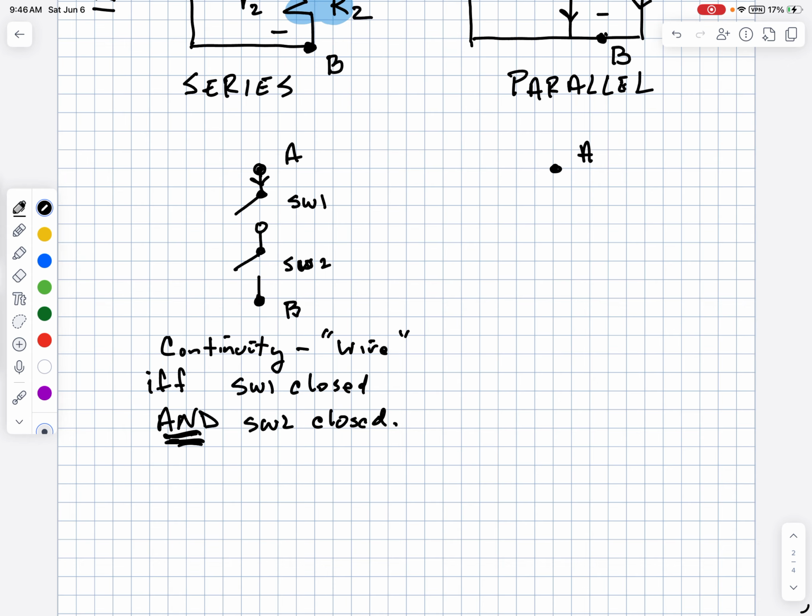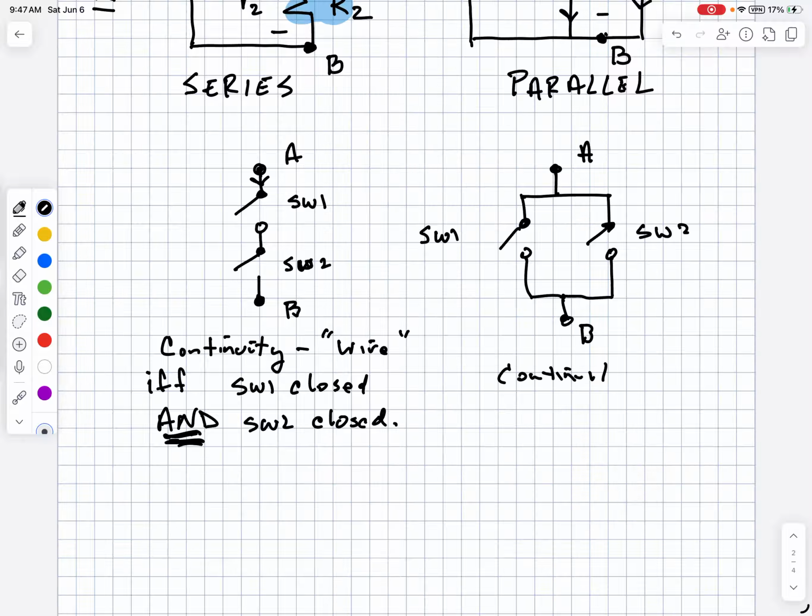Let's take a look over here with parallel. I have A and B, but instead of having a series path, I draw a parallel path. I want to know what happens between A and B. Here's switch 1, here's switch 2. How do I get continuity? Well, I would have continuity, basically a wire connecting between A and B.